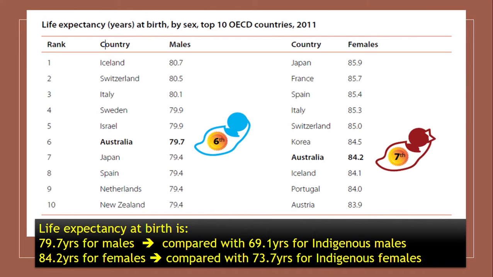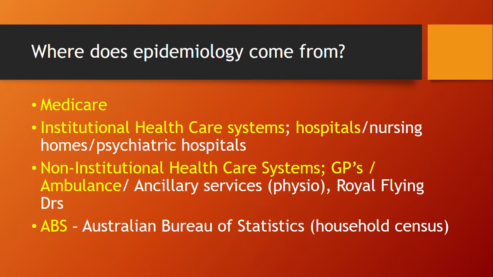So if you were to write the average ages, life expectancy is around 80 to 82. Okay, you'd be correct. It's right on 80 for males and 84 for females. So just make sure you put the females as 4 in front. So where does epidemiology come from?